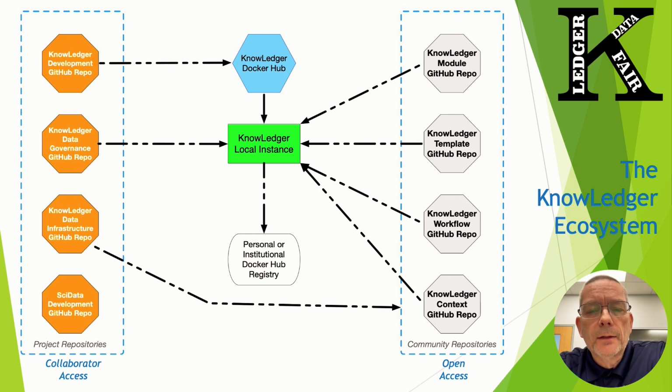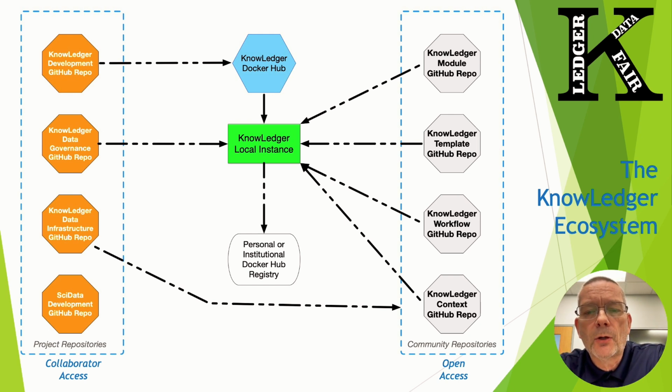On the right-hand side are octagons that represent completely open GitHub repositories. And again, these are going to be focused more on aspects of how research is done and functionality that is necessary within the KnowLedger software so that we can basically have a large community of researchers take part in conversations and developments on those repositories and then use those repositories as the source for components that will be available in the interface in the KnowLedger system.